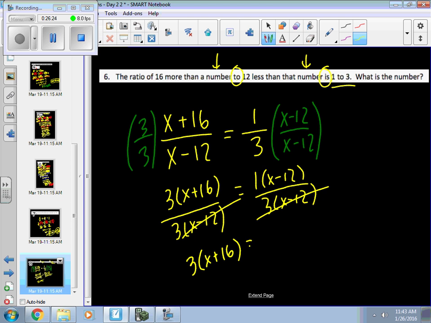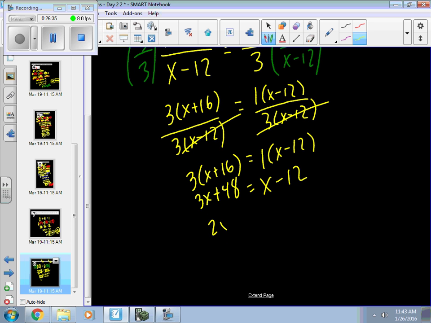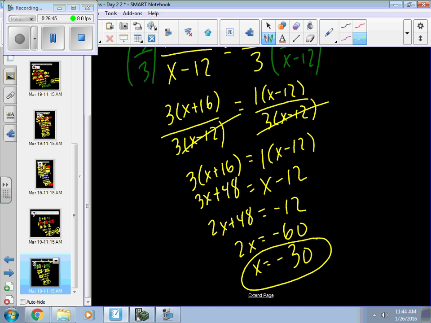Looks like we're going to have to do some distributing. On this side, that'd just be x minus 12. On the other side, 3x plus 48. If we keep solving here, we could minus an x, minus 48. So that'd be negative 60, divide. Looks like negative 30 is the number that makes this work. And if we look at negative 30 plugging back in, that does not make the denominator 0. So that's a legit answer. It checks out. So negative 30 would be the answer.